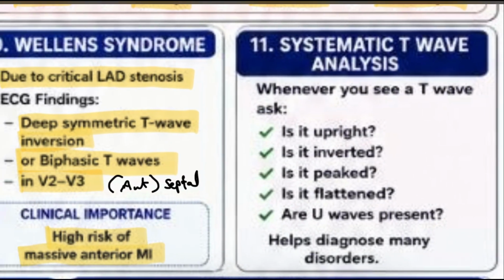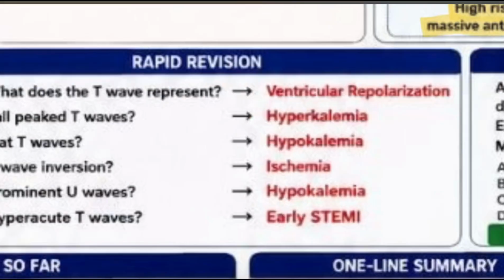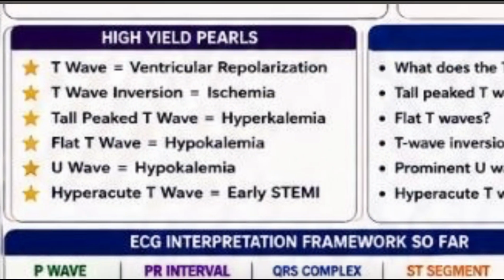Okay. So next, systematic T wave analysis. Whenever you see a T wave, ask yourself: is it upright? Is it inverted? Is it peaked? Is it flattened? Are U waves present or not? These questions help diagnose many disorders. Okay, if you are preparing for FMGE or NEET PG or USMLE, these are very high yield points we are discussing now.